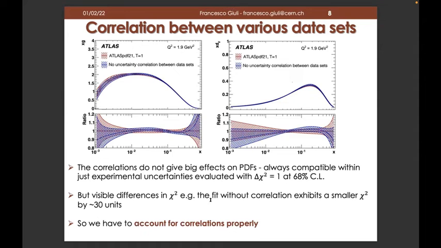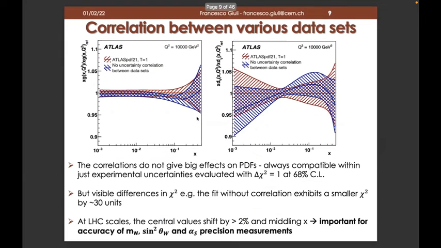On slide number 8, I would like to show you the impact of the correlation on the PDFs. Here you have the gluon PDF and the d-valence PDF at the starting scale of 1.9 GeV squared. Comparing the two curves, you can see that the inclusion of the correlation does not have a big effect on the PDFs, which are always compatible within experimental uncertainty. Of course, the difference is more visible when considering the chi-square. For example, the fit without taking the correlation into account is worse by about 30 units. You can also see it on slide number 9, where I'm showing the same two plots as the previous slide, but at an evolved scale of Q square of 10 to the 4 GeV squared, the LHC scale.